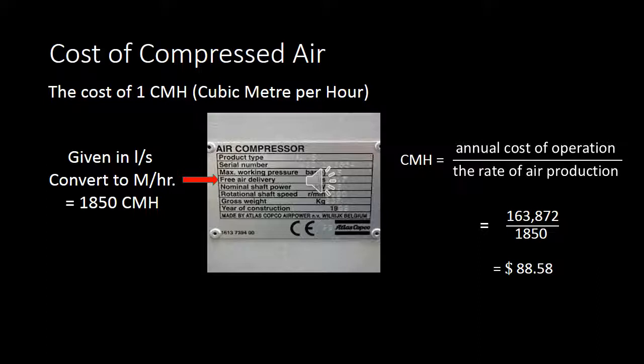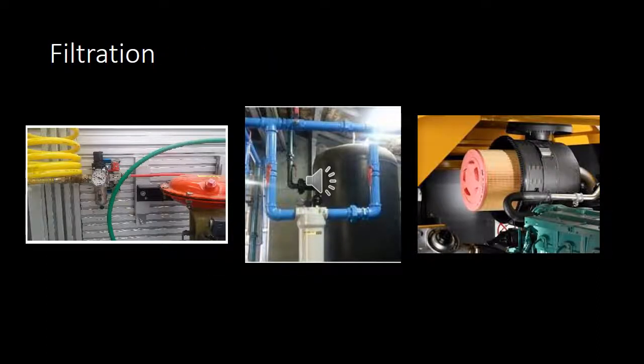With this data, you can calculate the cost to produce 1 cmh per year, cubic metre per hour per year, by dividing the annual cost of operation of the compressor by the calculated rate of air production at the given loading. Part of the energy used to compress the air will be lost due to air filtration. We can estimate the energy lost using pressure drop across filters.